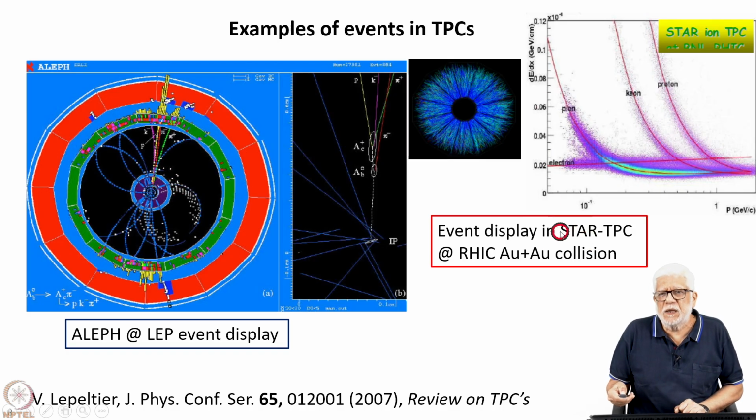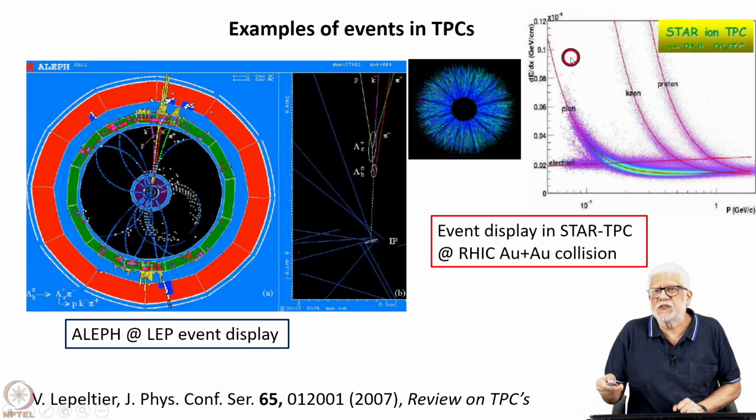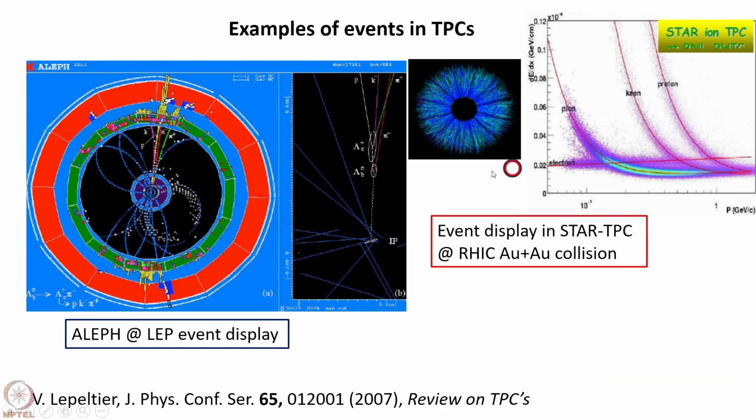This is another example of an event display in another detector, the STAR TPC from the STAR collaboration at the Relativistic Heavy Ion Collider in Brookhaven, from gold plus gold collisions. So you can see particles, dE/dx as a function of momentum. A very beautiful textbook example of a dE/dx curve versus momentum. The references are all given below.